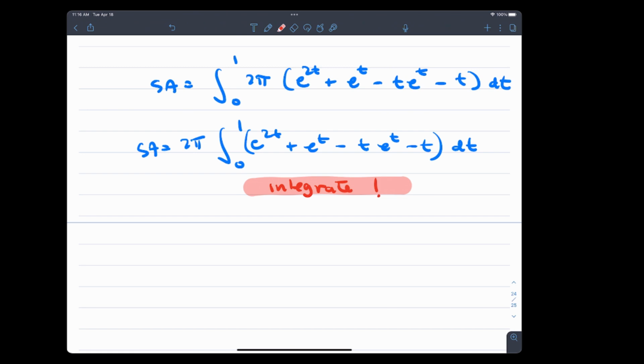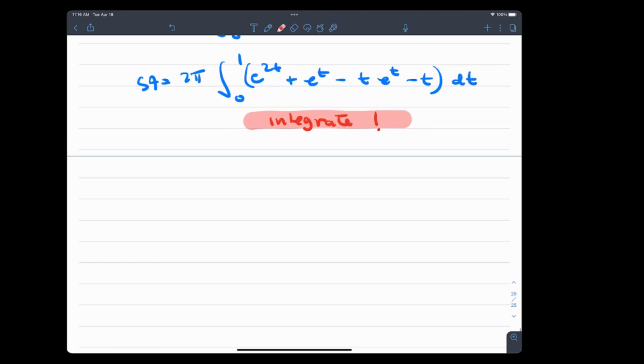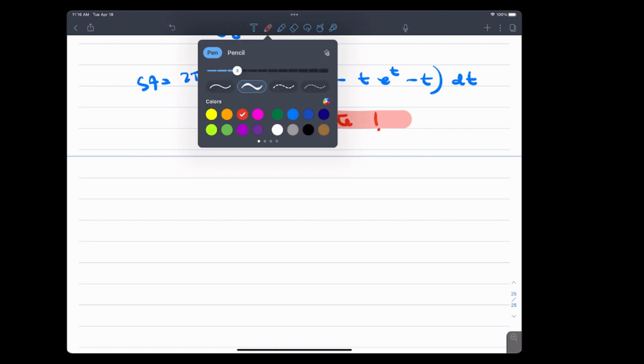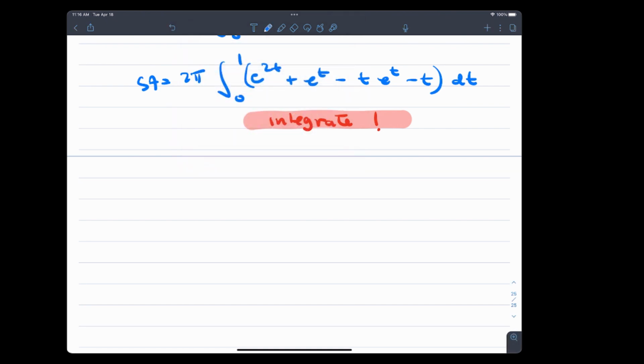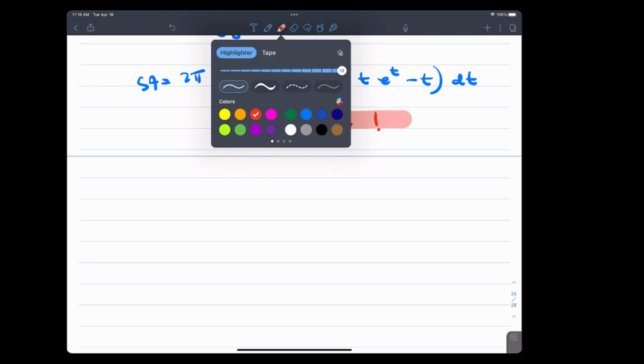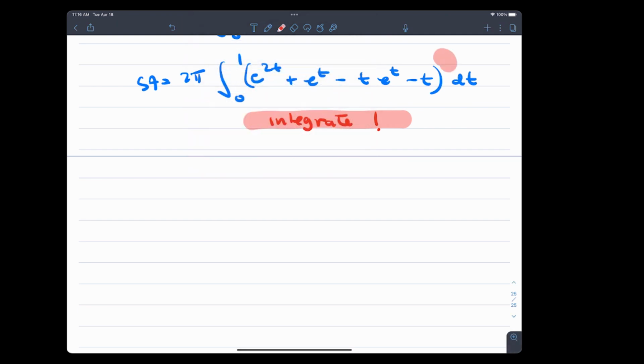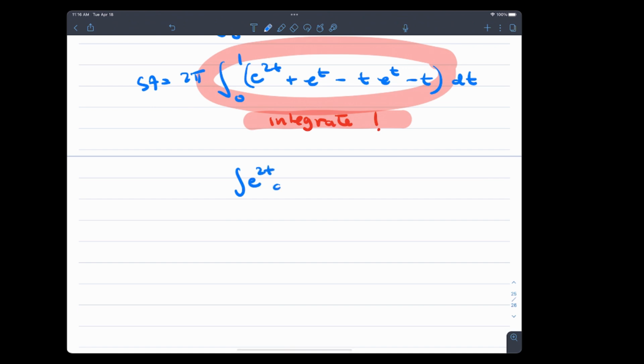Now, the only one that might be an issue to integrate, what's the only one? Do you guys know? Right? So I'm gonna say this. Let's focus on this integral. What do you guys notice here? By properties of integration, this is e^t, this is what? Let's use our sum and difference formula.